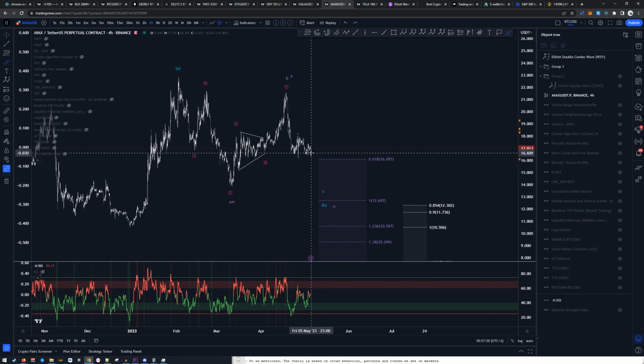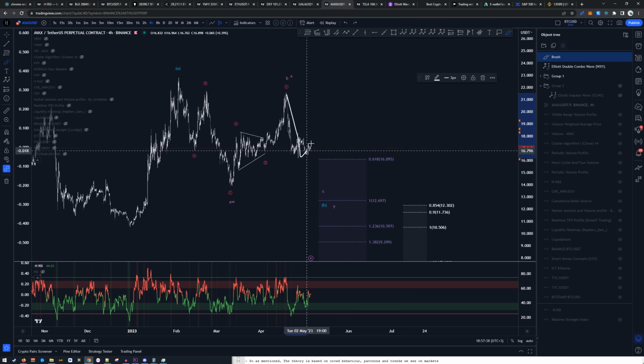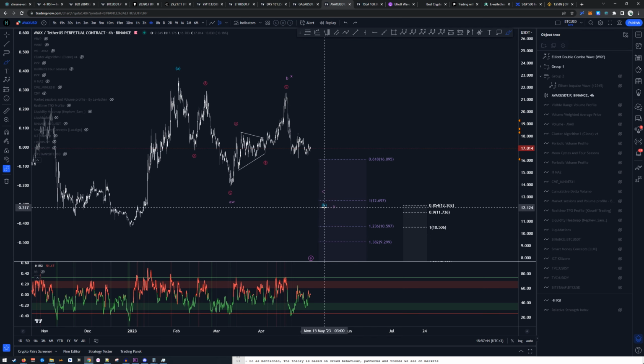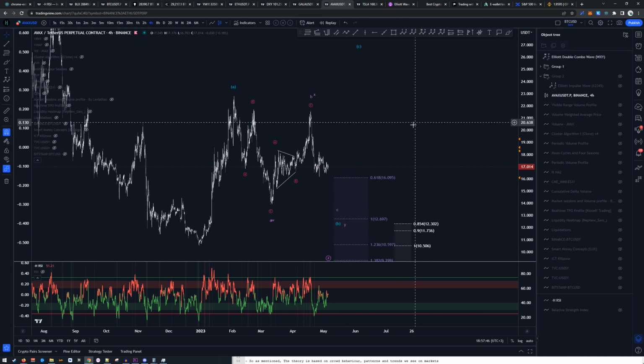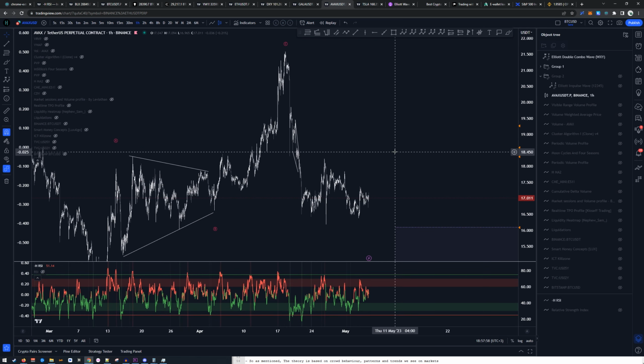Locally, we could be looking for an upside to create a 3 wave here and then dump downwards. That way we would have a pretty decent proportion structure here before we are actually looking for the B wave to end. Again, this is going to take some time to create itself. It could be the end of May when this is happening, but I'm still expecting that to do so.